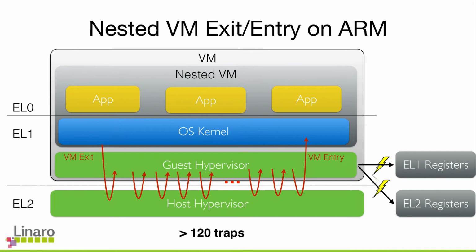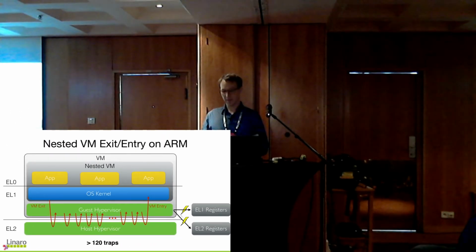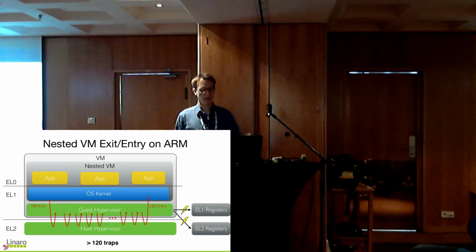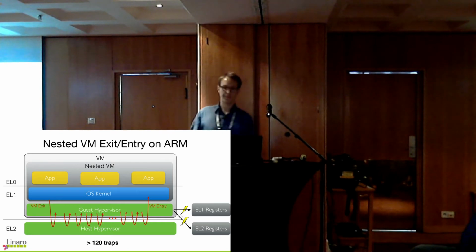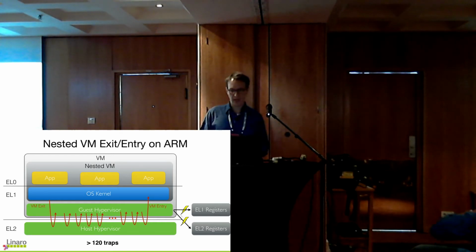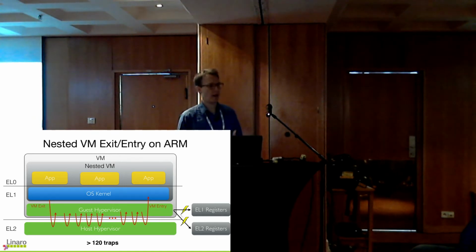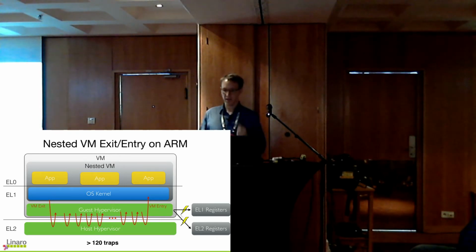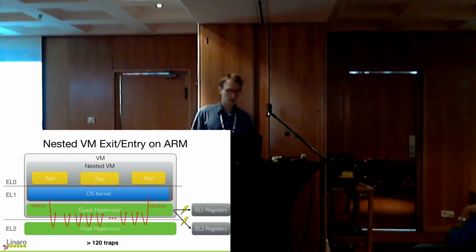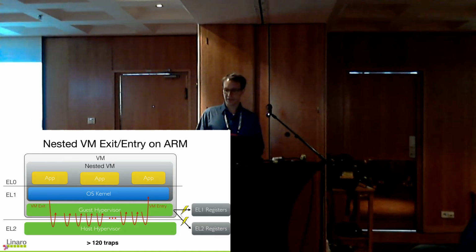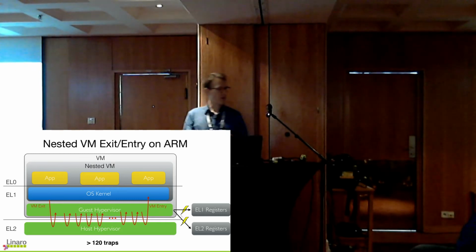If we look at this VM to hypervisor transition in a little bit more detail, we have the initial VM exit from the nested VM kernel, which goes to the host hypervisor and then into the guest hypervisor. And then at some point you return. But in between these two points, the guest hypervisor does some work. Part of that work is accessing a lot of EL1 registers, and each of those causes traps. It will also access some EL2 registers. That also traps. So with one trap, you end up with a lot of traps.